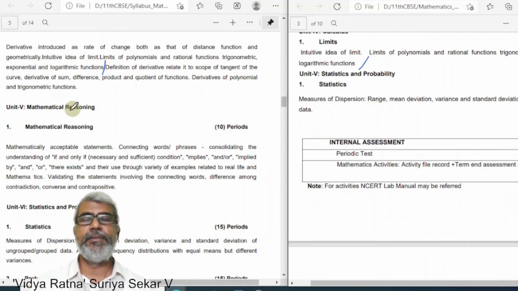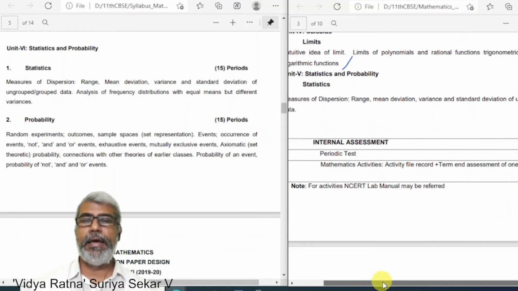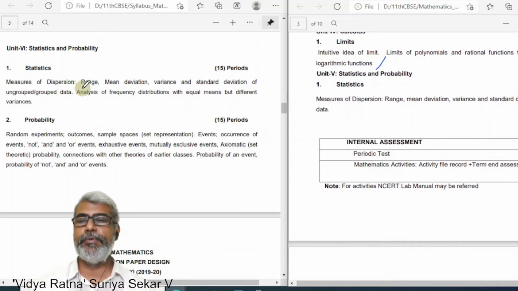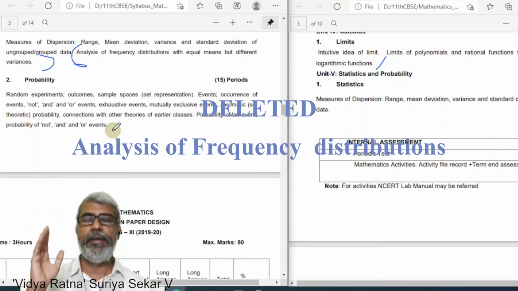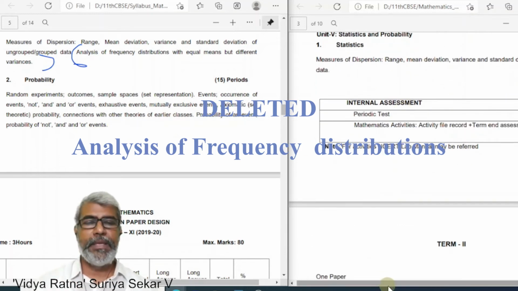Next, you have statistics and probability. In statistics, you have complete statistics alone: measures of dispersion, range, mean, intermediate, ungrouped data. Then analysis of frequency distributions, this portion is deleted. The analysis of frequency distribution with equal means but different variances is deleted. Rest is all there. That is it.